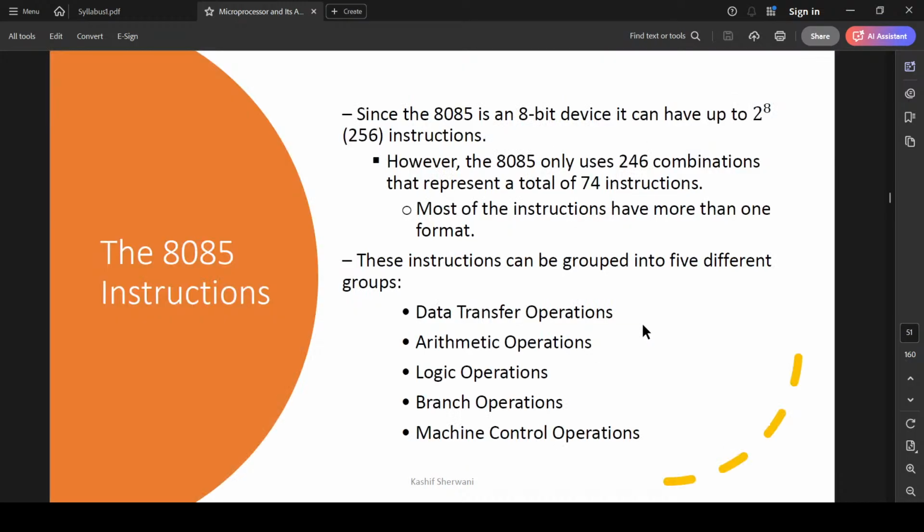Okay. Data transfer operation instructions. Instructions can be of five different types: data transfer, arithmetic, logical, branch, and machine control, nothing else. And all of these are operations. So we have to instruct.